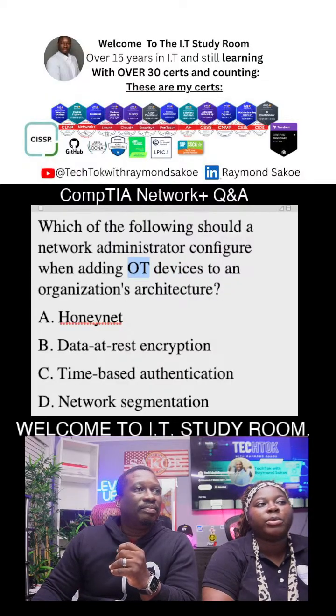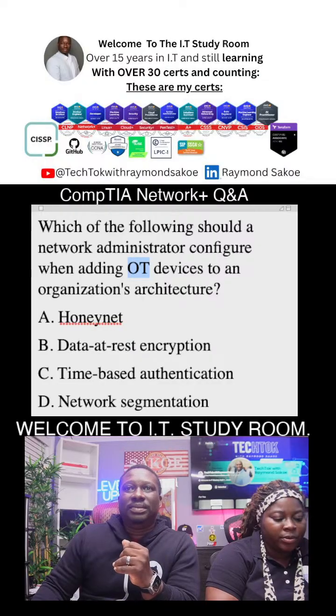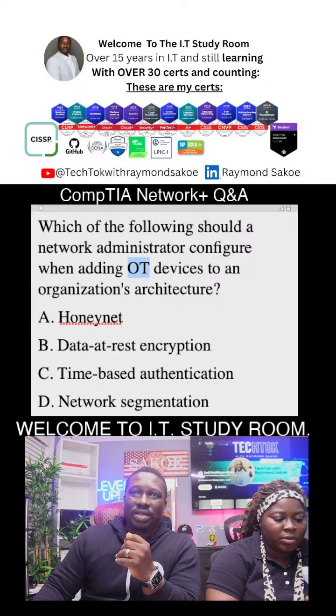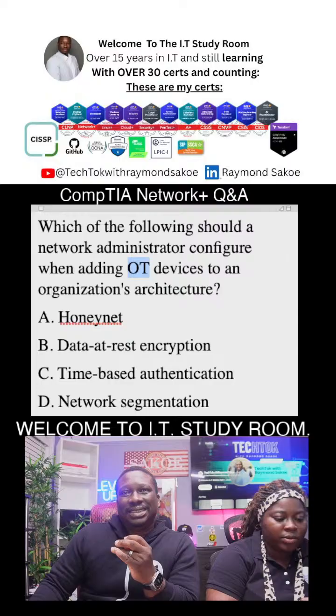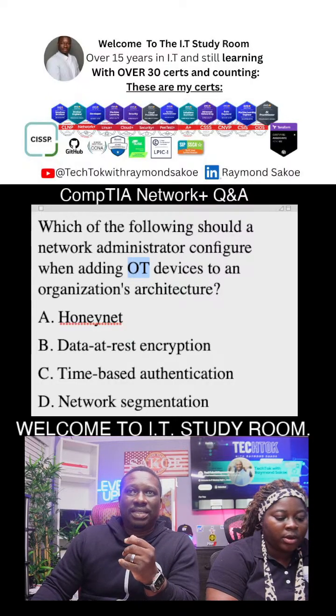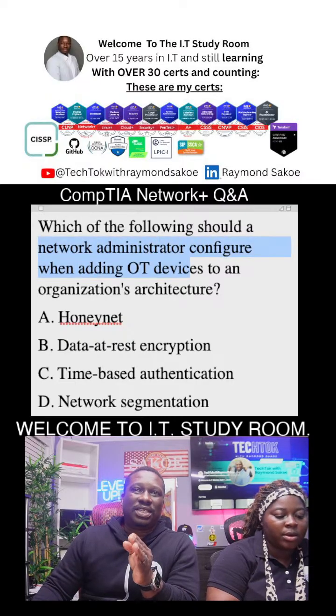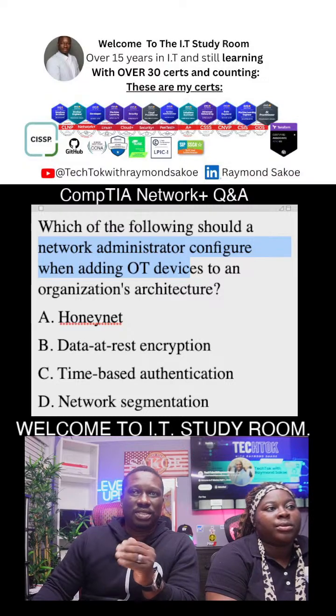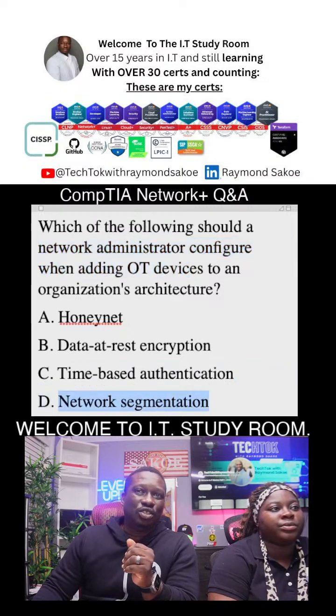The people that said B, why is it not B? Data at rest encryption would be ideal. However, the question is saying a network administrator, and when it comes to network specifics with IoT and OT, network segmentation should be the priority.